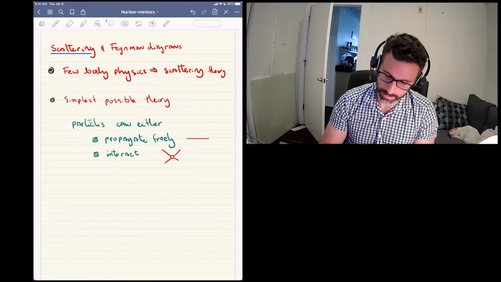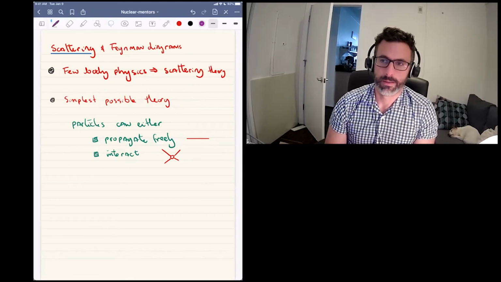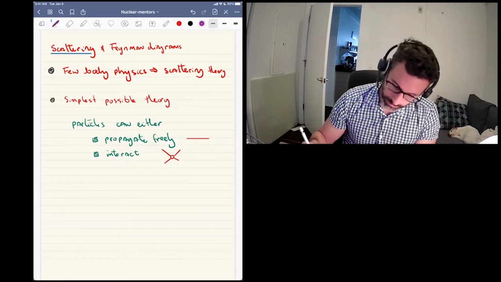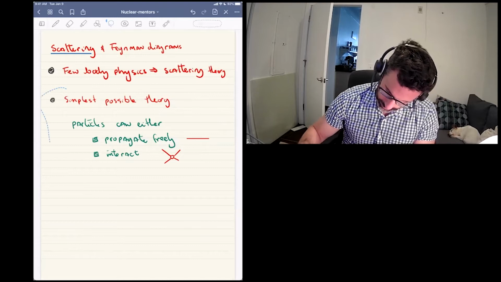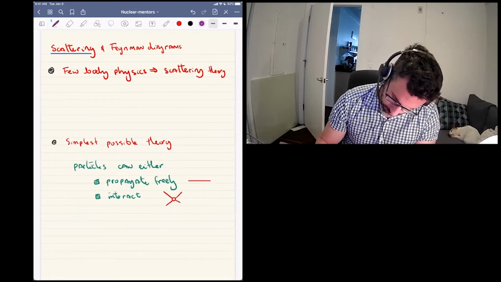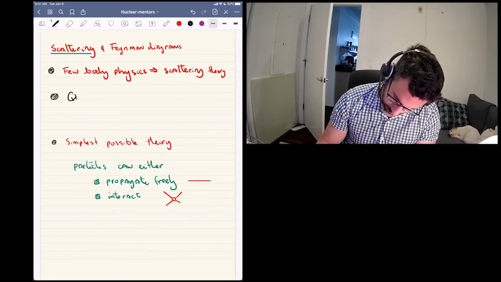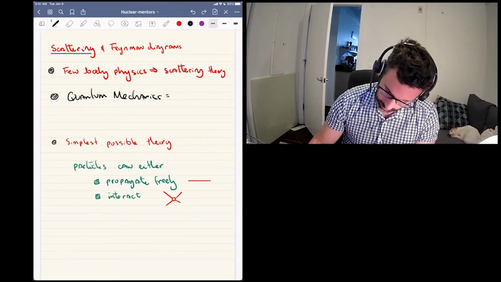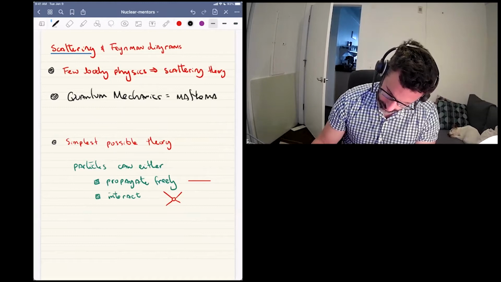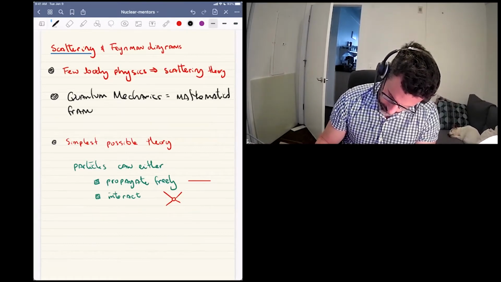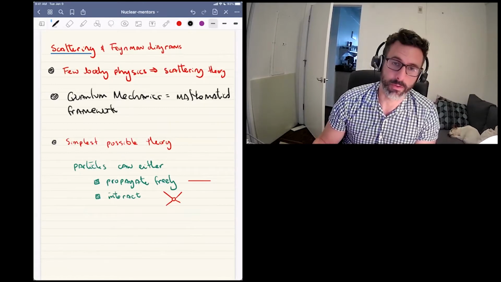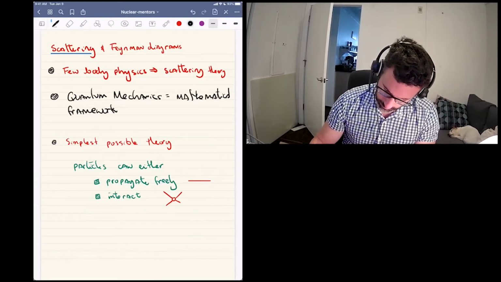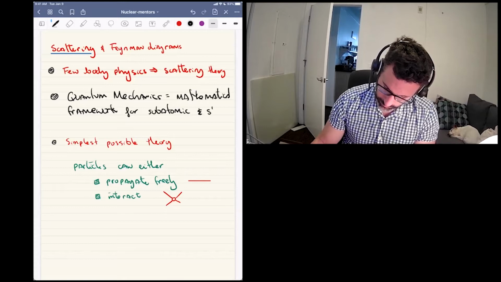Well, basically everything becomes more natural in the subatomic world when you are thinking about theories that are, so quantum mechanics is the theory, or let's say the mathematical framework, to describe particles that are subatomic, so very small things, and that are slowly moving.